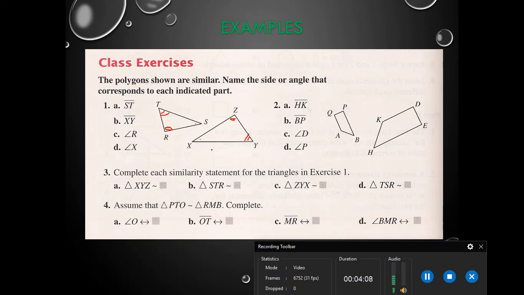So we'll use these markings to match up our sides. Side ST is between the dot and the double arc. So we're looking for the same side, and that looks like it's going to be XY. Same thing, if we're looking at XY, it will match up with side ST that we just established. We're just going in a reverse order. Angle R matches up with angle Z. And angle X aligns with angle S.